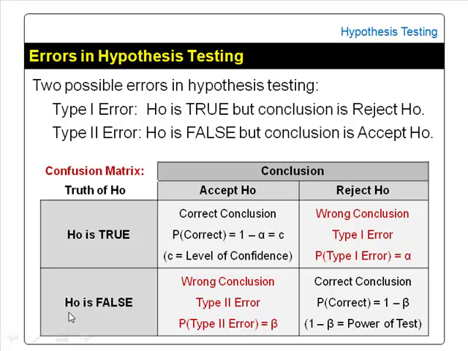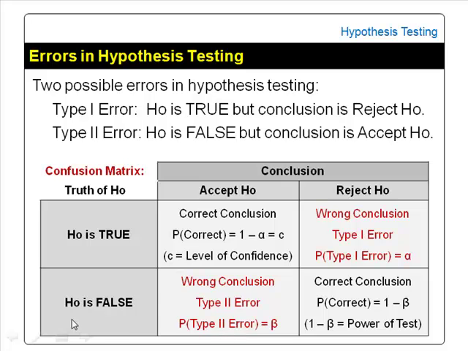Let's now assume that the null hypothesis is false. If the test statistic tells us to accept the null hypothesis, then this is again a wrong conclusion. This is a type 2 error. That is, null hypothesis is false, but conclusion is accept null hypothesis. The probability of committing this type 2 error is equal to beta.